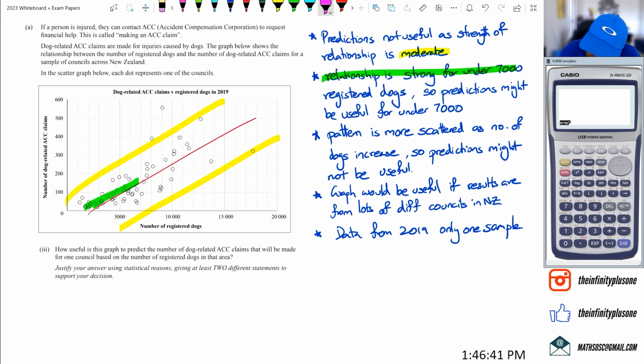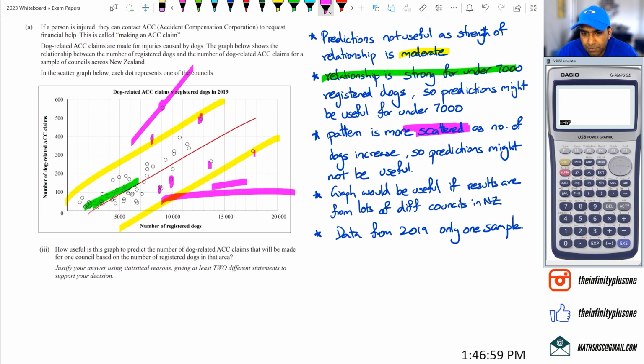Anything over 7,000, the pattern is more scattered, because if you look at it, there's a bit more scattering happening there. It's almost like it's opening up. So you've got to keep that in mind. Predictions might not be useful as the number of dogs increases.